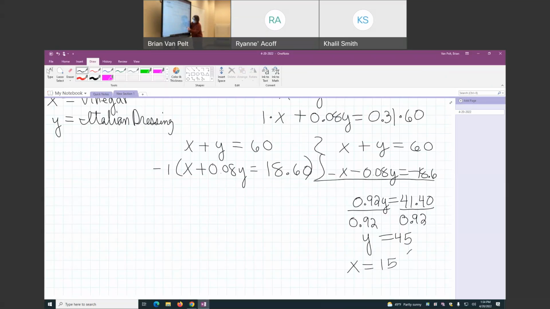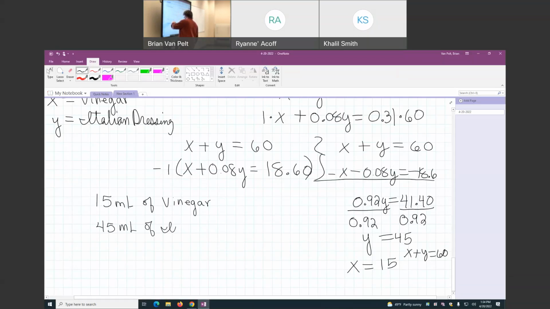x plus y is 60, and from that, you get that x is 15. So we finish it off: 15 milliliters of vinegar, and 45 milliliters of Italian dressing. I think milliliters is a capital L.